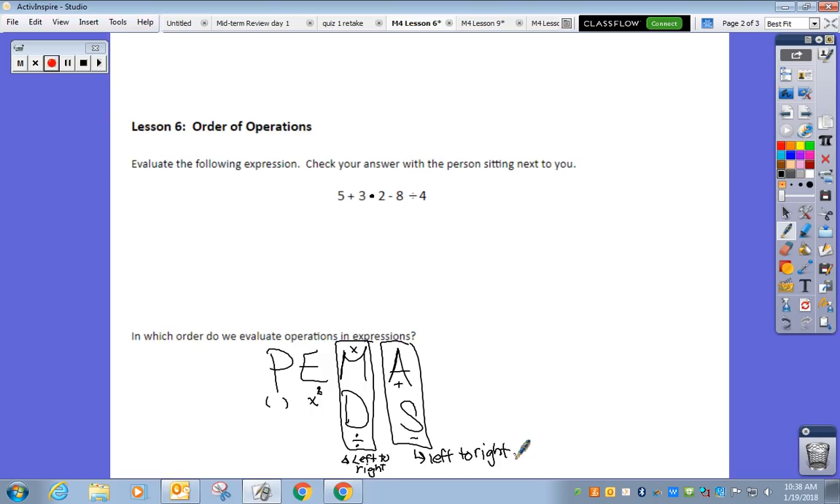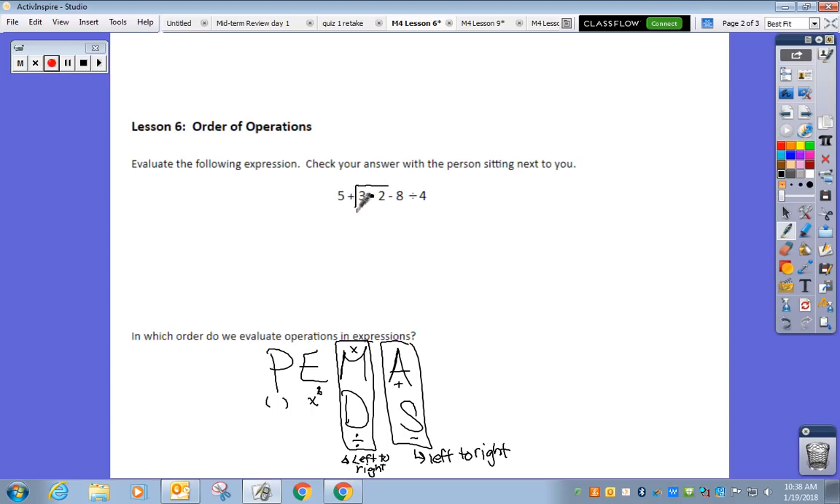So looking at this problem, I do not see any parentheses. I do not see any exponents. So that brings us to the multiplication and division piece. There is a multiplication problem. There is a division problem. We are going to work left to right since there are both. In this case, the multiplication is further to the left.